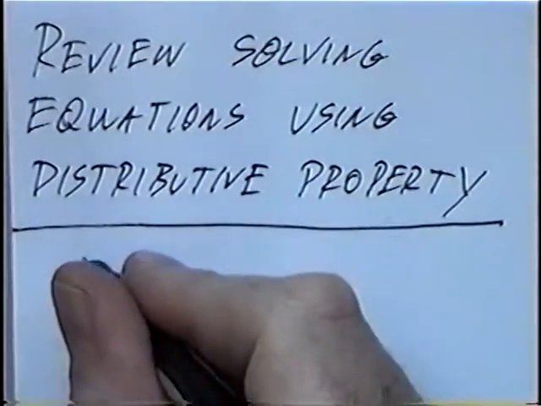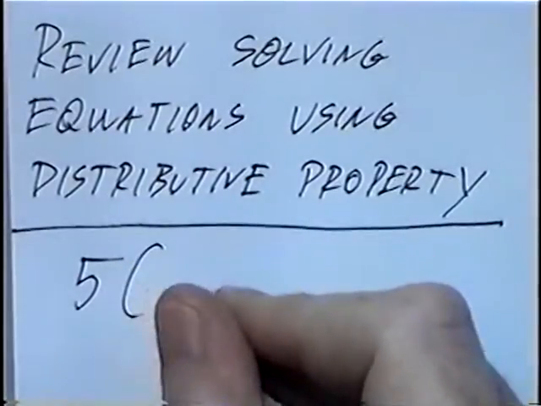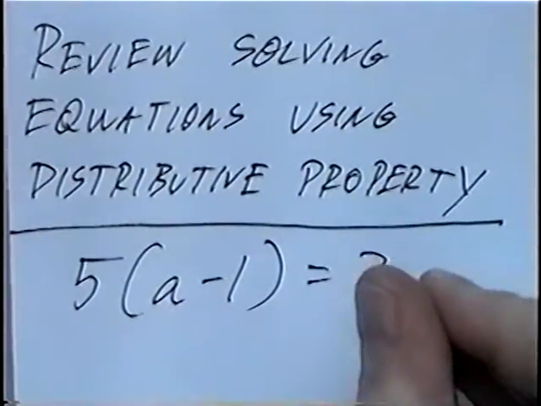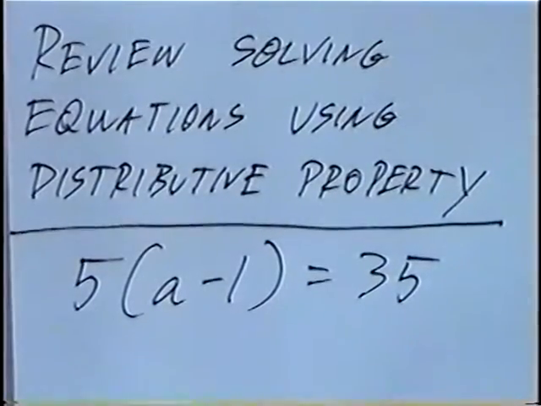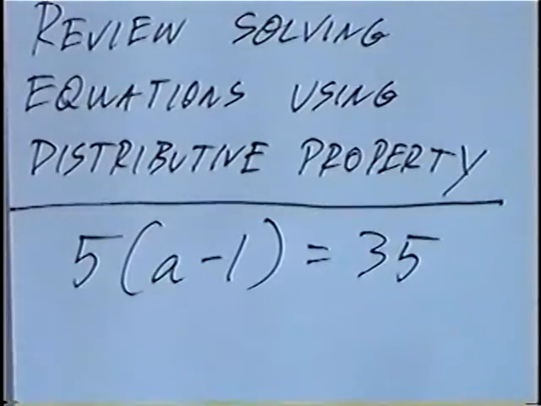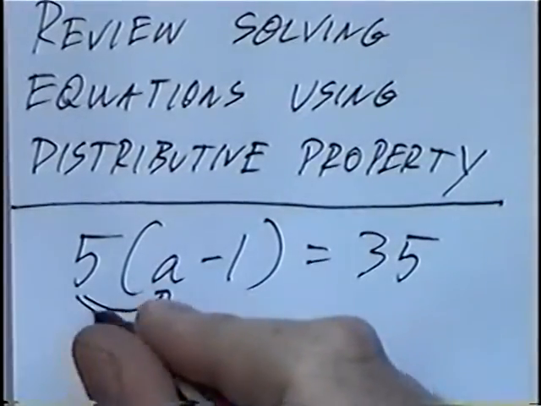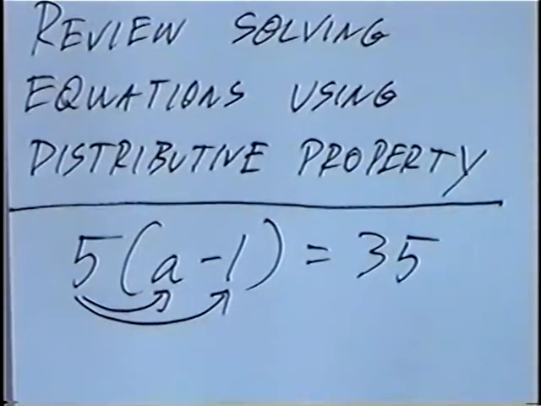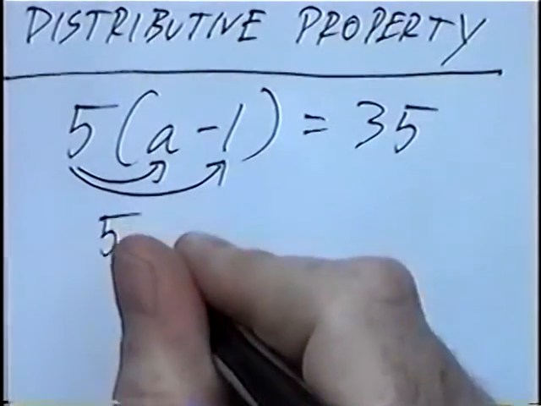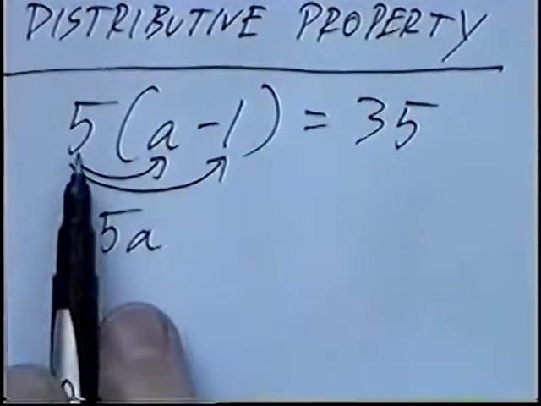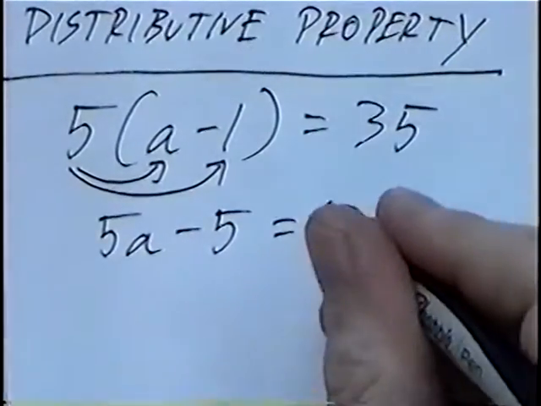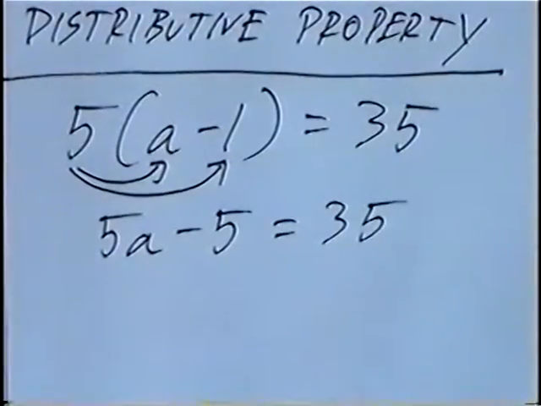First question is 5 inside parentheses a minus 1 equals 35. When you have parentheses with a number outside, we can distribute or multiply that number inside. 5 times a would be 5a, and 5 times a negative 1 would be negative or minus 5, equals 35.